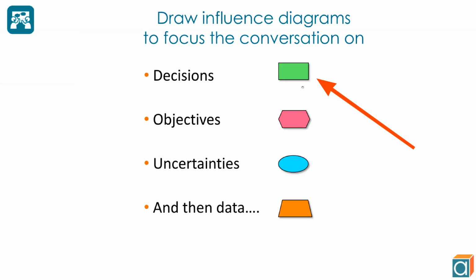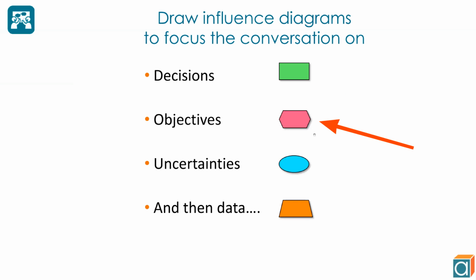A decision might be how much money to budget. It might be what price to set a product at. It could also be something like which sort of policy to enact. So decisions can take many forms. Then there's the objectives, where we use this hexagon. Objectives could be financial, environmental, health related. They could be some weighted combination of all of those things.